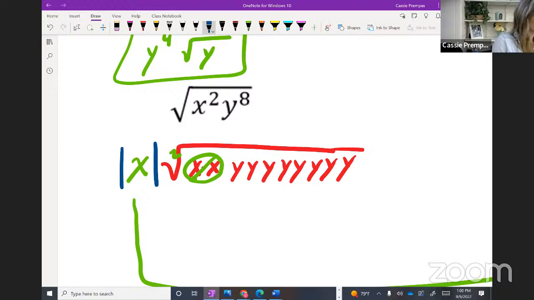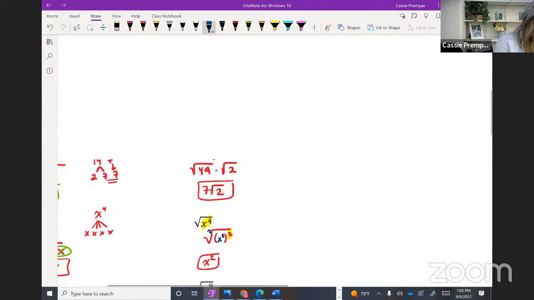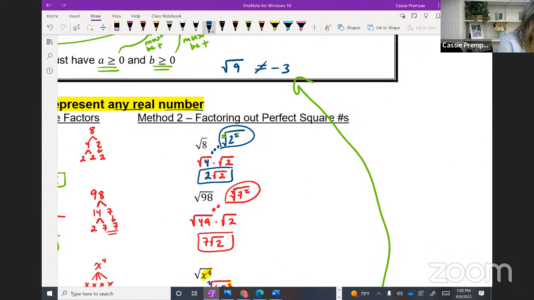Putting absolute value around the x will then make this problem work. It'll show that if x came out to be a negative number, it can't be. So make sure that you know that it's positive. Just like if I went back up here and I said the square root of 9 is the absolute value of -3, now I could say that works and it's equal.